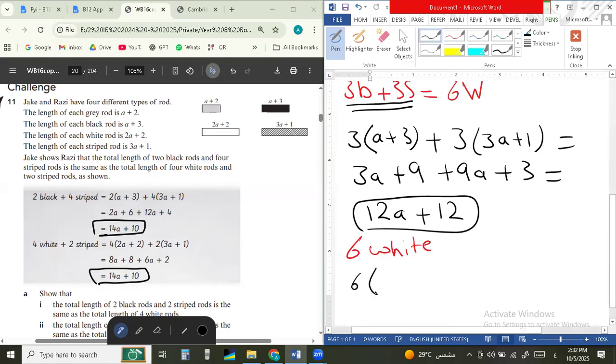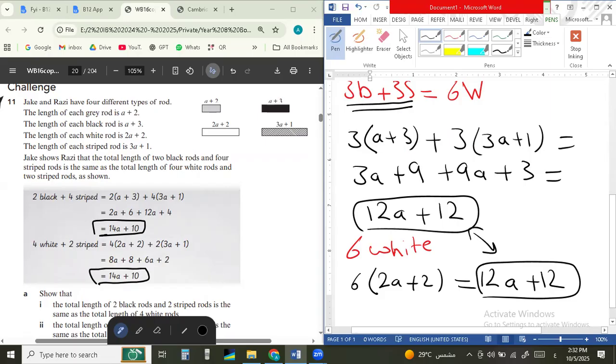It means 6 multiplied by 2a plus 2. Expand, 6 times 2a is 12a. 6 times positive 2 is positive 12. They are the same, Mister. They are the same.